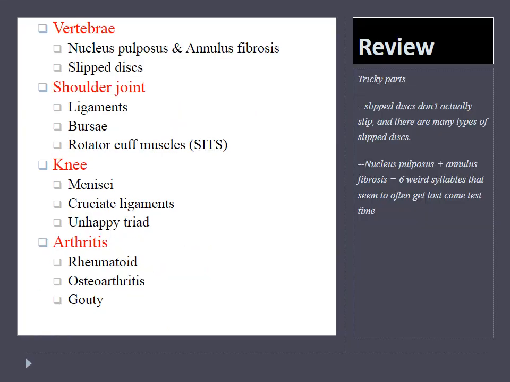So that's arthritis. Make sure that you don't get osteoarthritis and osteoporosis confused. They sound similar, but osteoporosis is a disease of bone tissue, whereas osteoarthritis is a disease of joints, more than two bones.